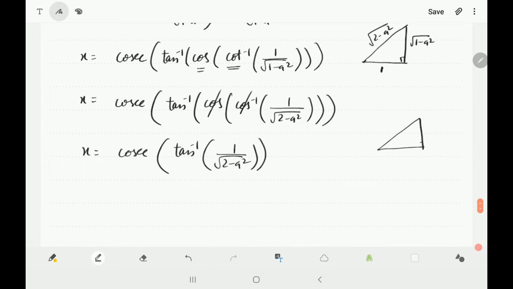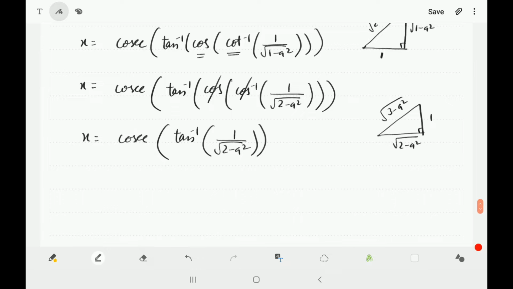So let's make one more triangle with the tan inverse. So this side, the perpendicular, will be 1 and the base will be under root of 2 minus a square. So this term will be under root of 3 minus a square, because hypotenuse is under root of perpendicular square plus base square. Now we will have x is equal to cosecant of, I will be writing cosecant inverse inside. So cosecant inverse will be under root of 3 minus a square. So once you simplify, you will get x as under root of 3 minus a square.